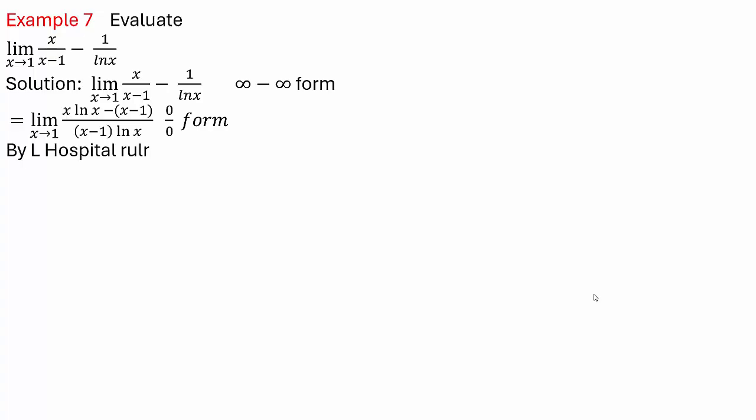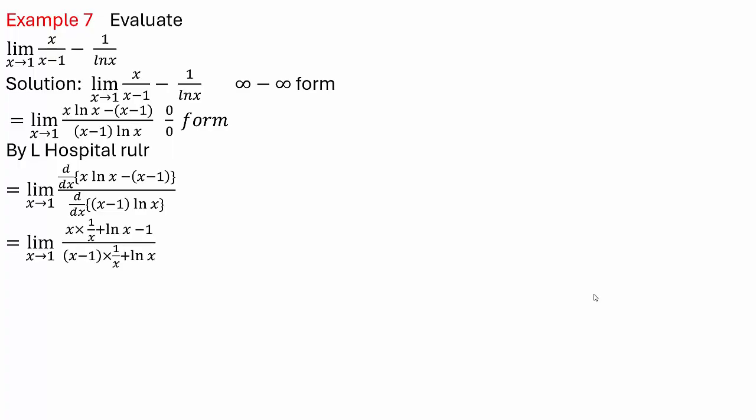And hence, by using L'Hospital rule, we shall write limit x tends to 1 of derivative of x log of x minus x minus 1 divided by derivative of x minus 1 log of x. It is limit x tends to 1 x log of x. We shall use here UV rule.